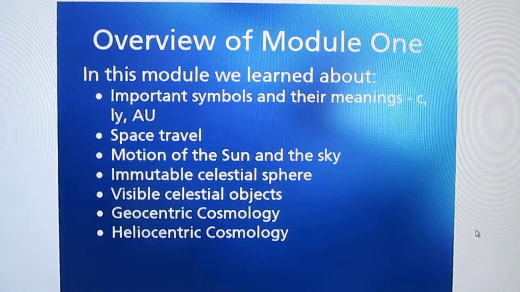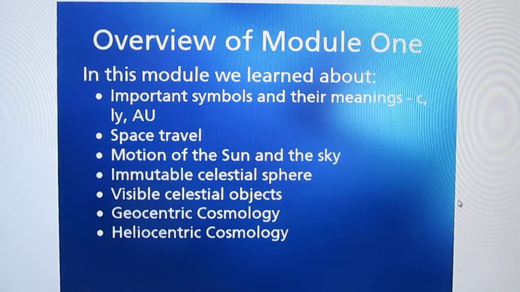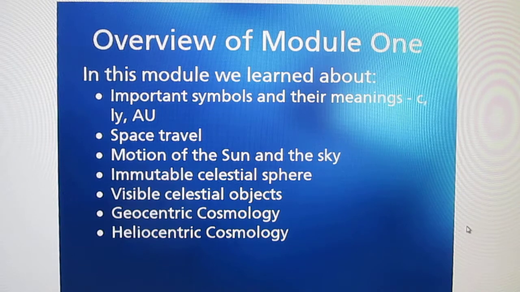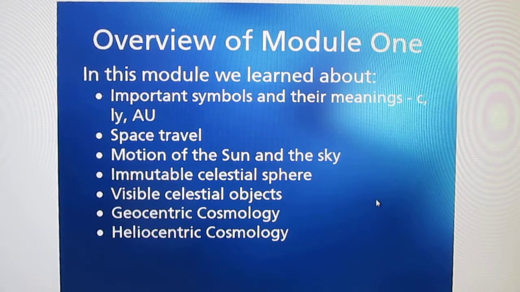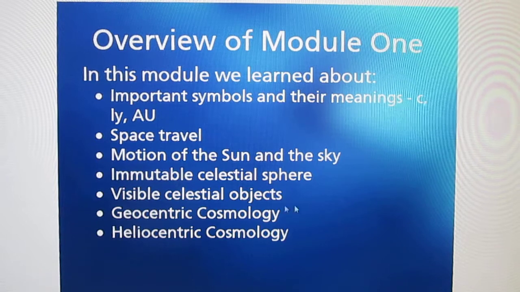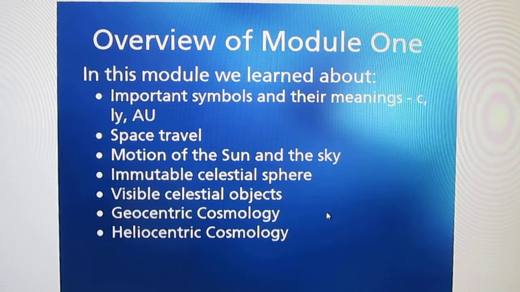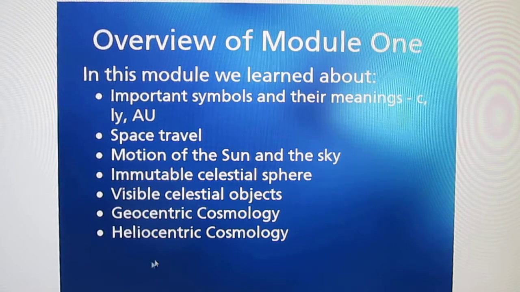So in this module, we've learned about the important symbols of the speed of light, the light year, and the AU. Something about our inability to have any space travel in the near-term future, the motion of the sun in the skies, the concept of the immutable celestial sphere with the Earth-centered universe, geocentric cosmology, which did not give way to the sun-centered understanding for over 1,500 years, which we deal with in later modules.